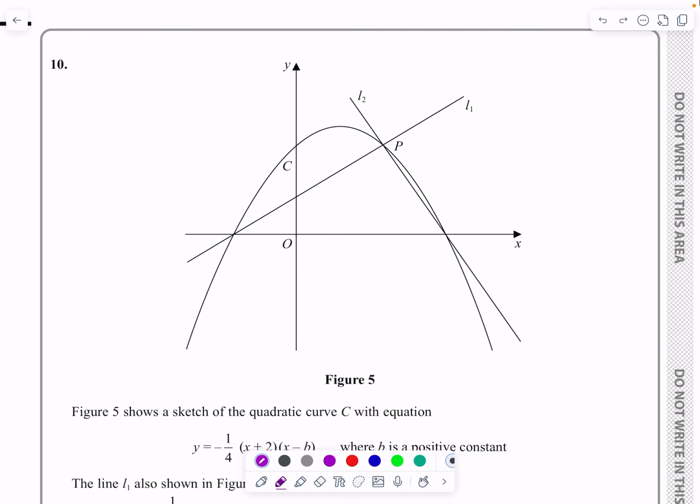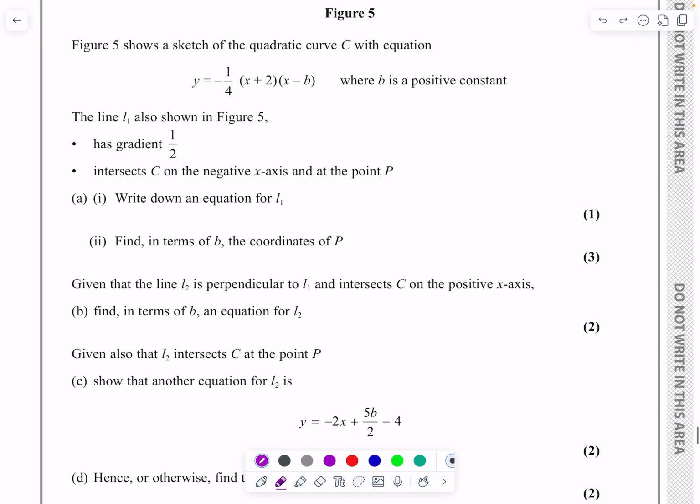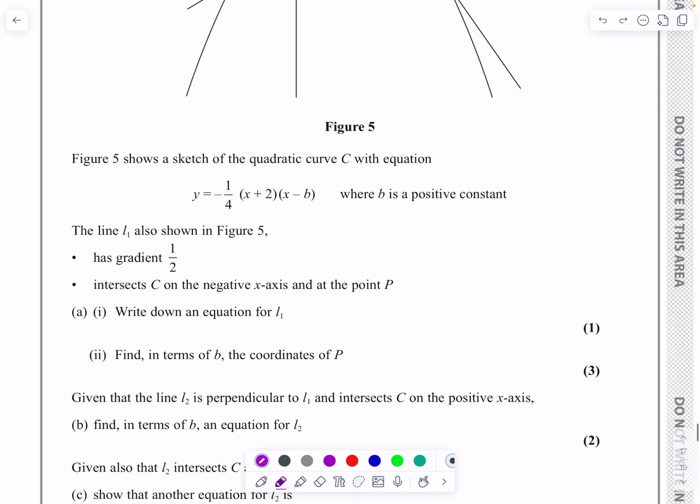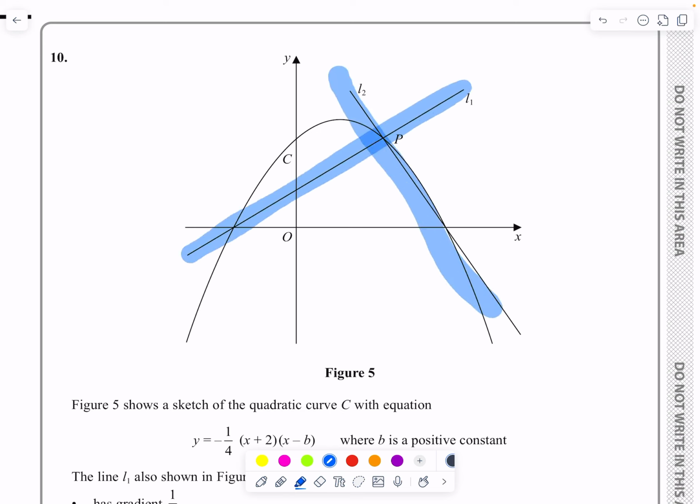Okay, this is the P1 paper from June 2023. It's question number 10, which is the last question on the paper. And as we can see, this is chapter 5, straight line graphs. In particular, we're going to be looking at parallel or more likely perpendicular lines, and we're going to be trying to find some equations of those straight lines.